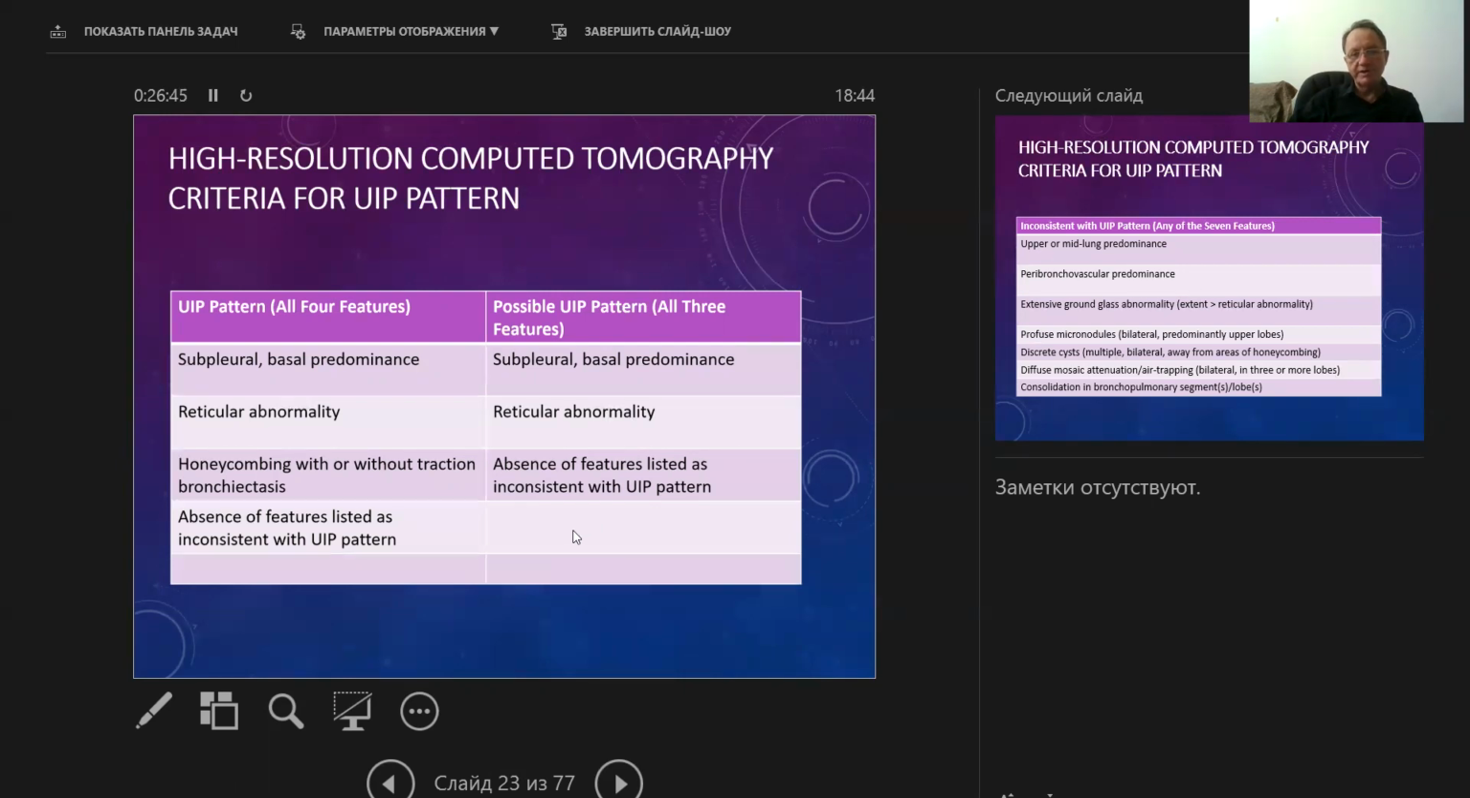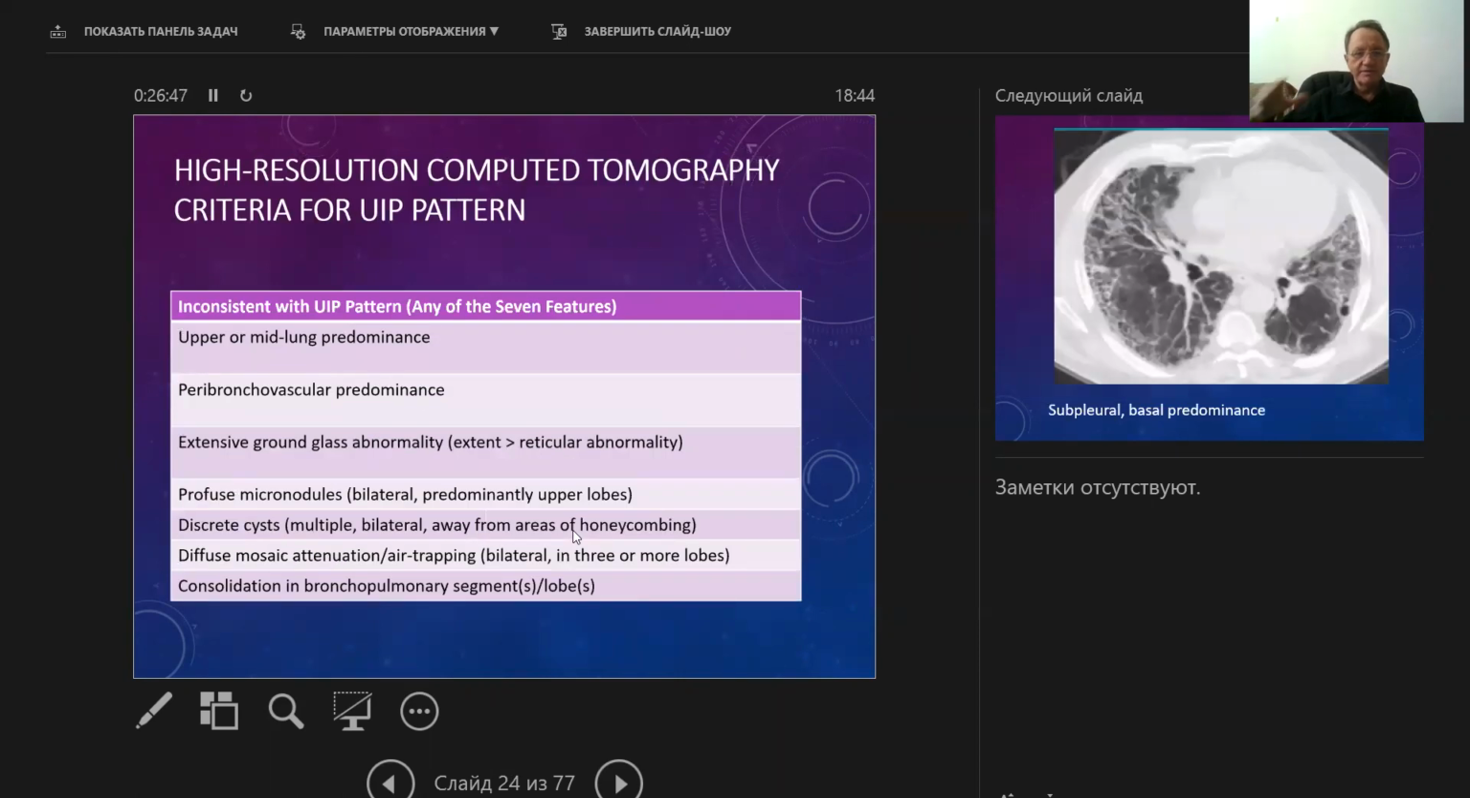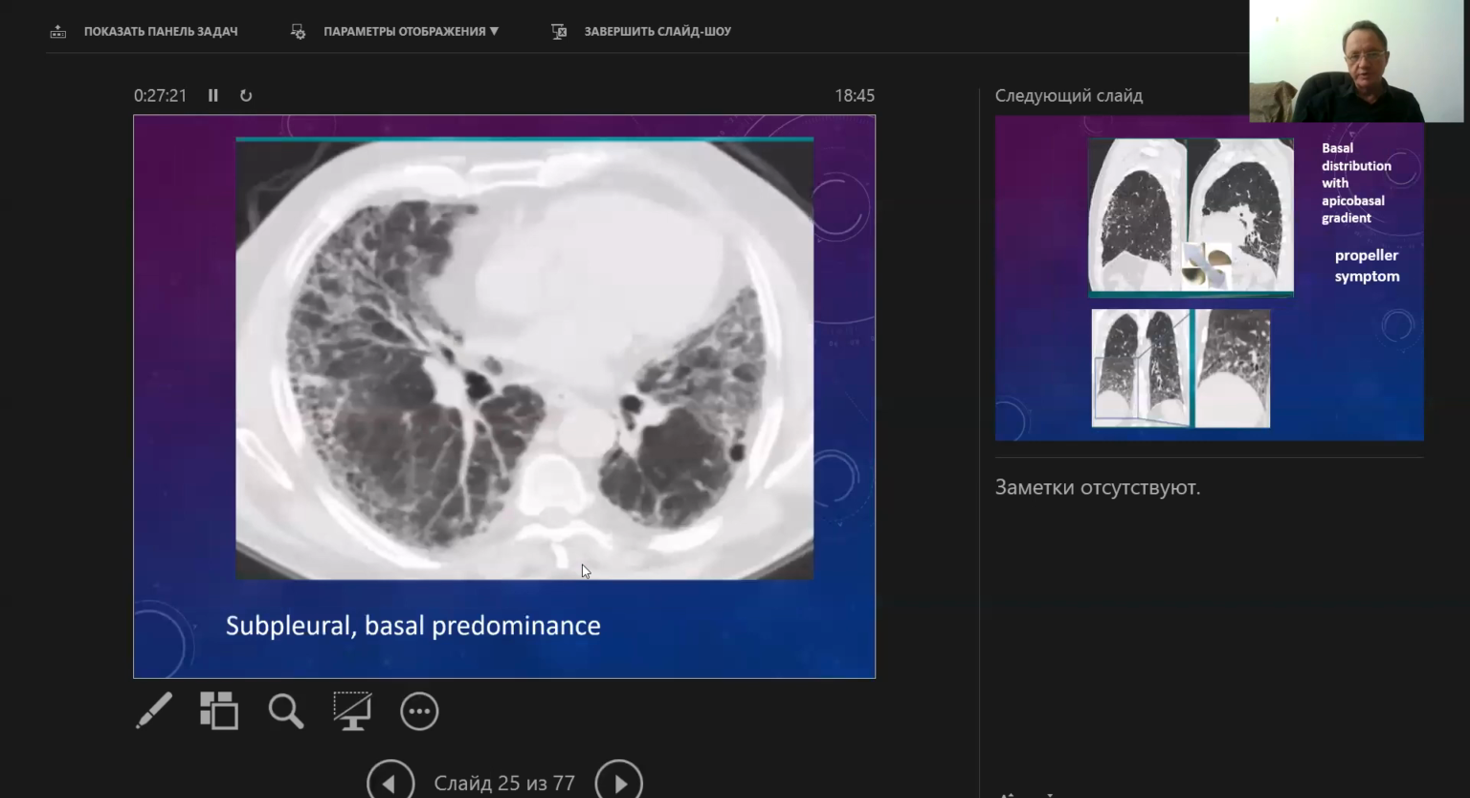usual interstitial pneumonia pattern. For example, what is not typical: prevalence of ground glass abnormality over the reticular abnormality, peribronchovascular predominance, micronodules, discrete cysts, diffuse mosaic attenuation, air trapping, and consolidation. These are not typical for the pattern of usual interstitial pneumonia.